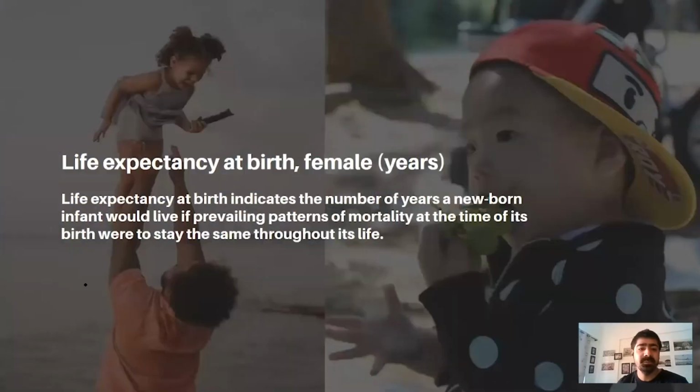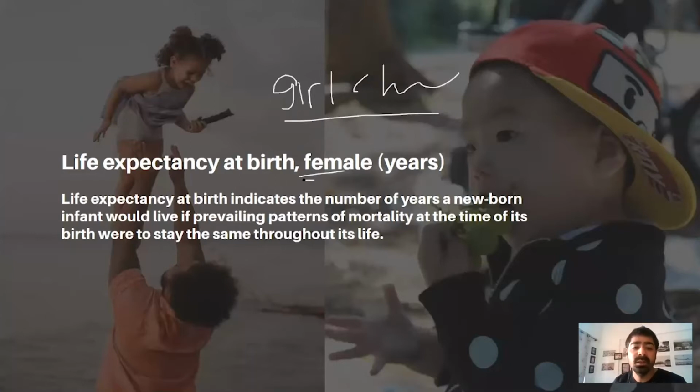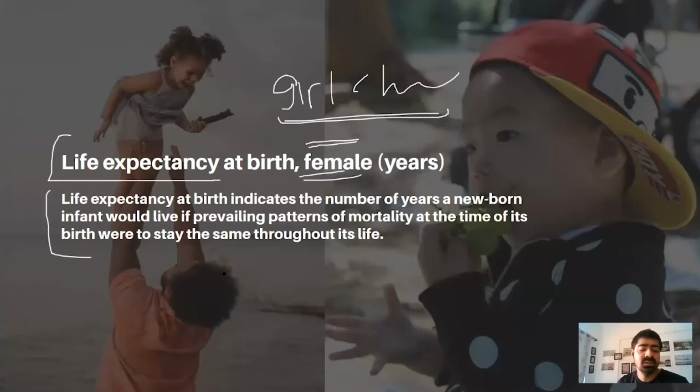And finally, we are going to look at girl children at the time when they are being born. What is the life expectancy when these babies are born? And this is specific to female babies. Okay, so this is the definition, and as you can see, this is the number of years a baby is expected to live for the rest of their lifetime under the current situation.